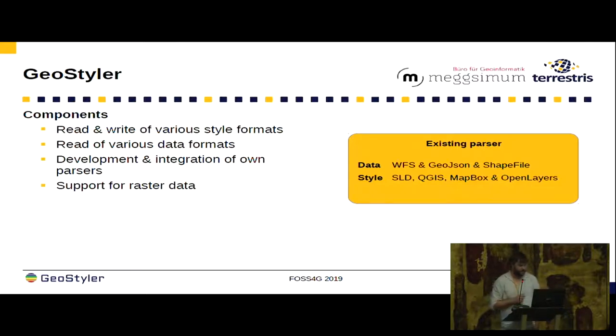A set of read and write of various style formats is included. We can already read various vector data formats, like WFS, GeoJSON, and shapefile at the moment. But you can develop and integrate your own parsers for data and for style. And we have basic support for raster data also included now.